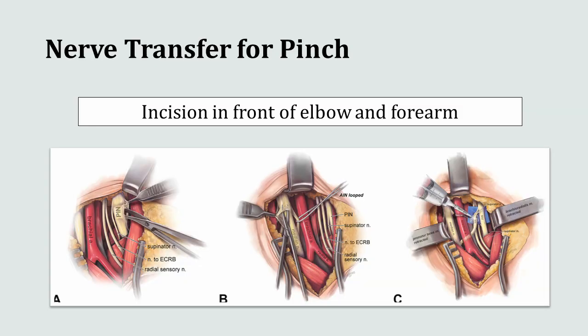All right, so what about nerve transfers for pinch? So this is that supinator to AIN, or anterior interosseous nerve, for thumb and finger flexion. So the incision here is in the front of the elbow and the forearm. We find the nerve to the supinator, which is shown here in the leftmost panel. We dissect that out, which is in the middle panel, and then we connect the nerve of the supinator to the AIN. So I'll show you what that looks like in an actual patient. So another operative photo coming up.